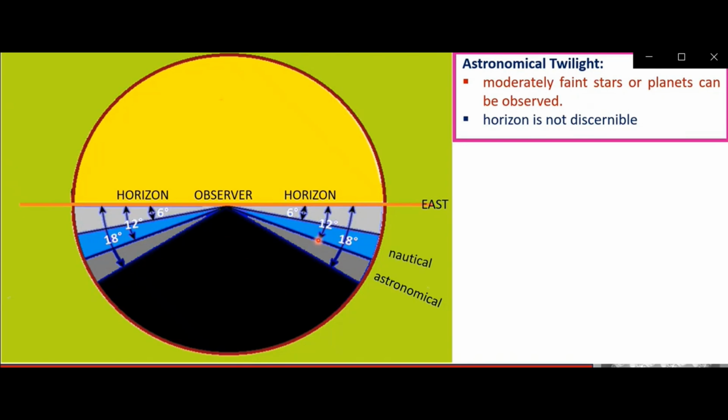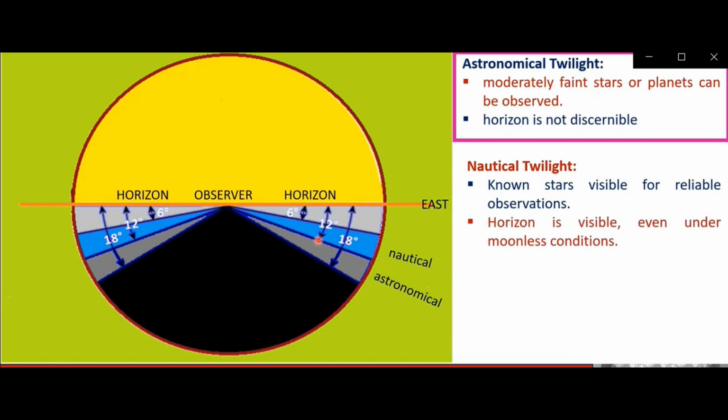Now, during nautical twilight, obviously, the lighting has improved. So the faint stars may not be visible, but the stars and planets that we use for navigation are all visible during the nautical twilight. And at the same time, because of improved lighting, now the horizon is also visible. Therefore, nautical twilight, as the name suggests, is the suitable period for taking star observations.